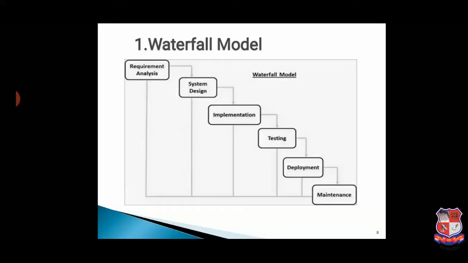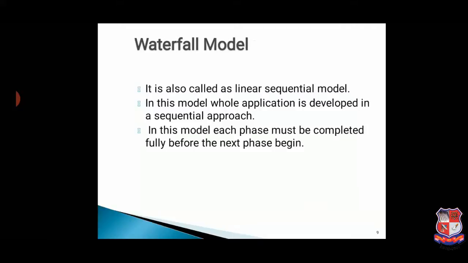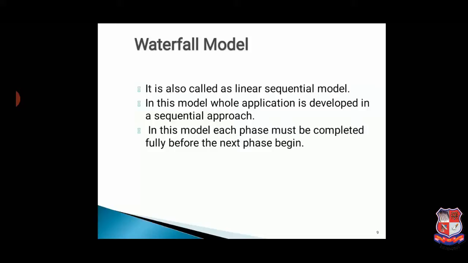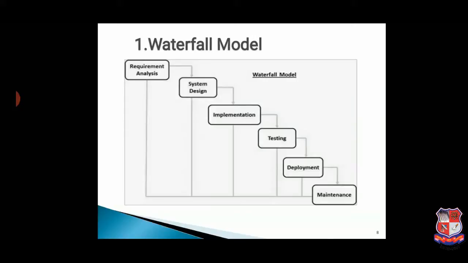So guys, these are the different stages of the waterfall model: first, requirement analysis, system design, implementation, integration testing, deployment, and maintenance. Now let us see the advantages and disadvantages and some description of the waterfall model. It is also a linear sequential chain. See the figure, these are linear, sequence by sequence. The whole application is developed in a sequential approach, and in this model each phase must be completed fully before the next phase begins. So there are six phases; when one phase is completed, then go to the next.